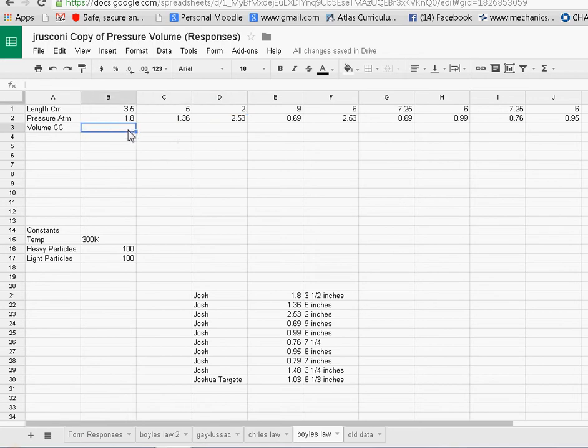So I want to show you how you would calculate volume. Well, we need to make an assumption. I'm going to assume that the cylinder is a steady height. It's 6.6 centimeters in height.